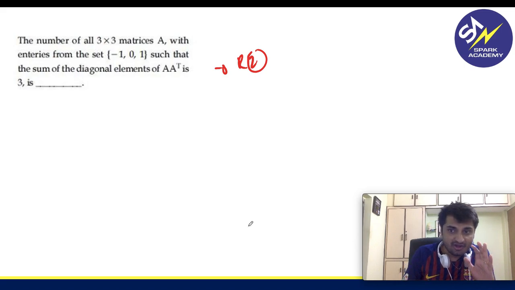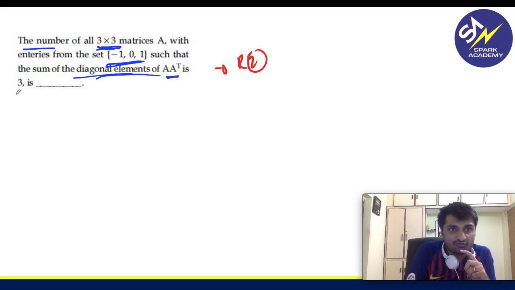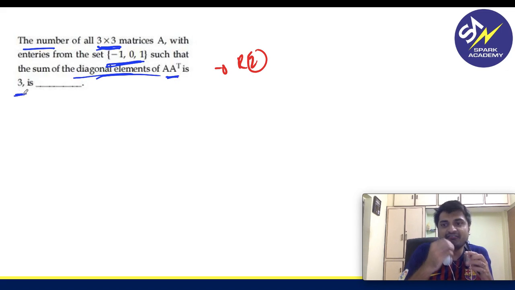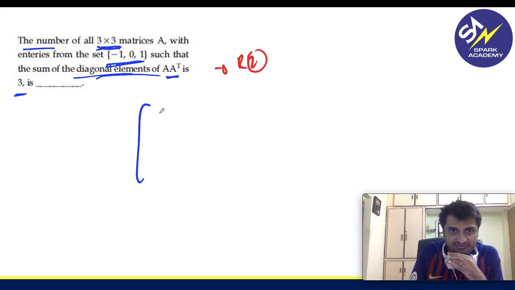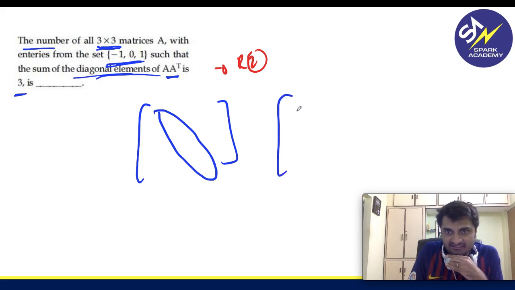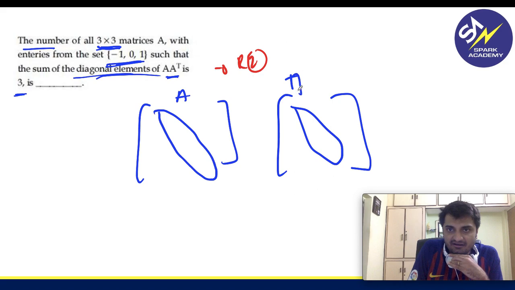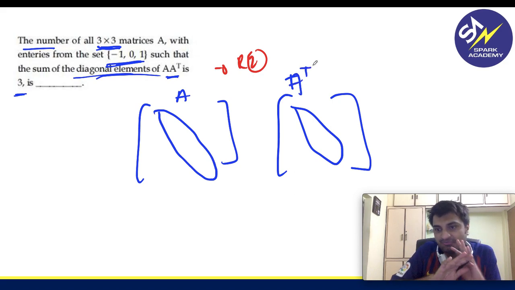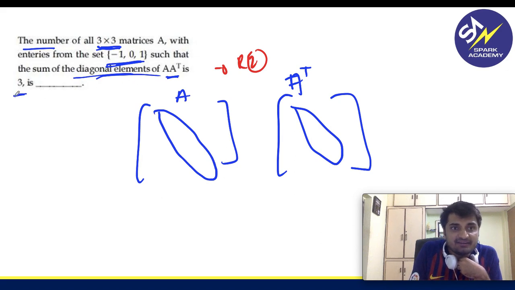Now this is a little conceptual question, guys. The number of 3 by 3 matrices from a set such that the sum of the diagonal elements of A into A transpose is 3. So whenever we are taking diagonal elements, they always won't change, right? Even in transpose, if I say this is A and this is A transpose, the diagonal elements will never change. So the sum of the diagonal elements is given as 3.